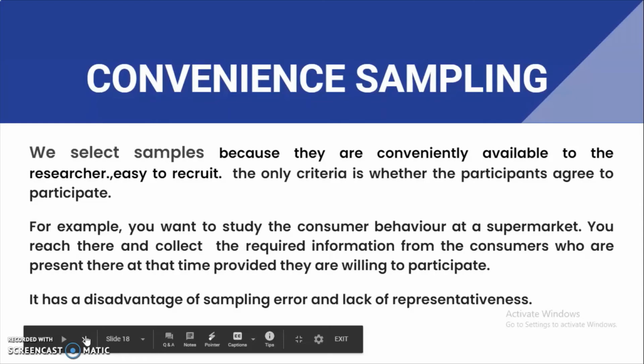For example, you want to study consumer behavior at a supermarket. You reach there and collect the required information from the consumers who are present there at that time, provided they are willing to participate. So the researcher goes there, approaches whoever he sees, and if they are willing, they will be selected. There is no random sampling or cluster sampling and all that. Whoever is willing, we take.